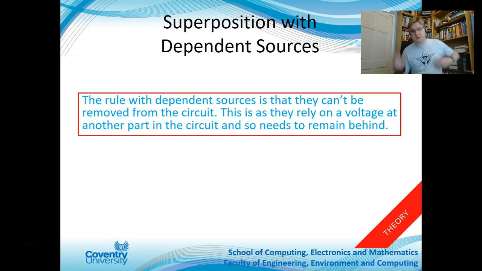Okay, so we've looked at voltage sources, we've looked at current sources. So how do we deal with dependent sources? So remember, we covered these in topic 4, and that's why we did topic 4 before we did this, to introduce you to the concept of a dependent voltage source. Okay, so the rule with them is that they can't be removed from the circuit because they're dependent, as the name implies, on the voltage or current at another part in the circuit. So no matter what happens in superposition theorem, they have to be left behind. Okay, that's why this is highlighted under the theory tab.